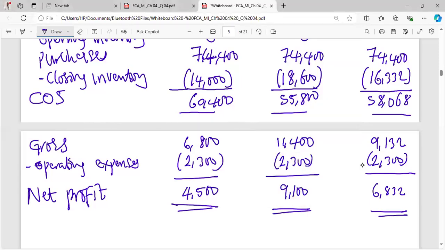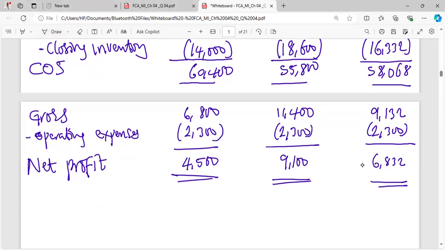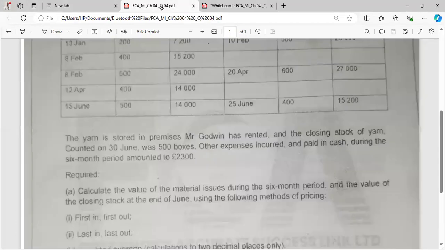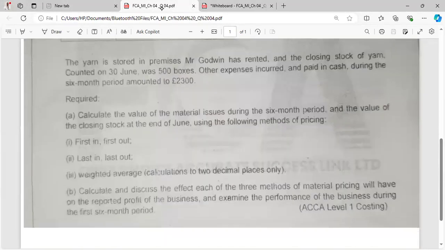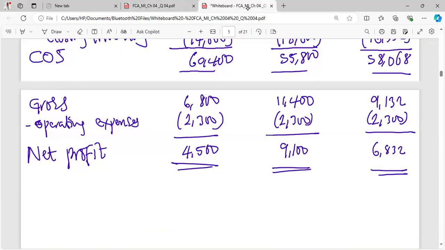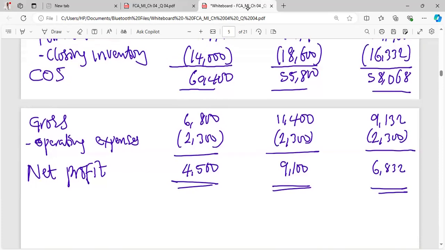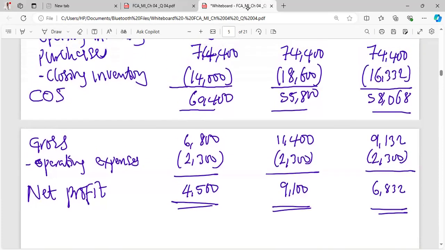So you've calculated your net profit, but the question is saying, discuss the effect each of the three methods of pricing will have on the business. So when your closing stock, which is the difference between each of them, is lower, the higher your cost of sales, and the lower your profits.